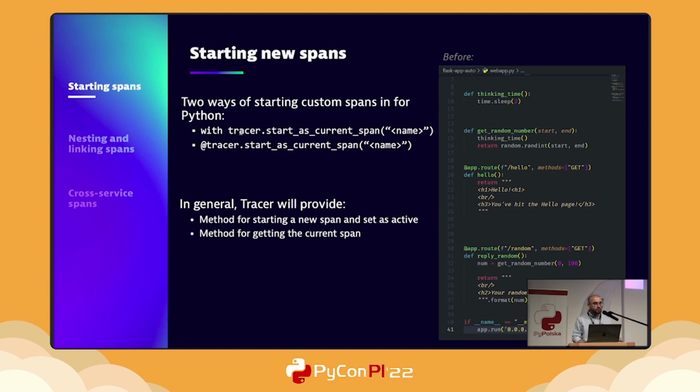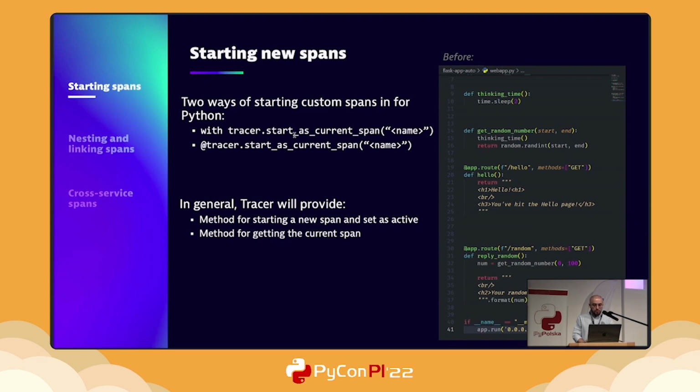Once you import it from the OpenTelemetry SDK, you can then start spans. So a span is like a unit of work which does something. It represents a unit of work in the trace. And you can nest spans into one another. We will get back to it later.